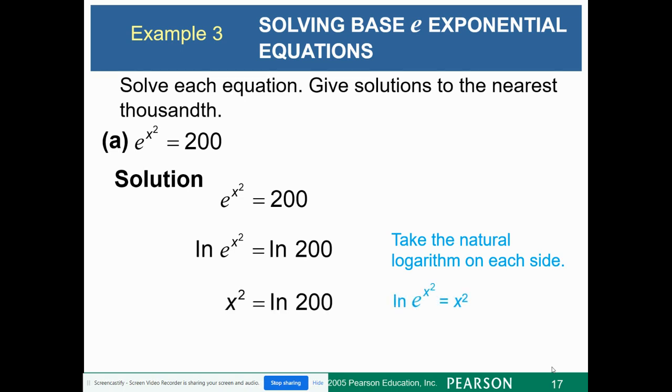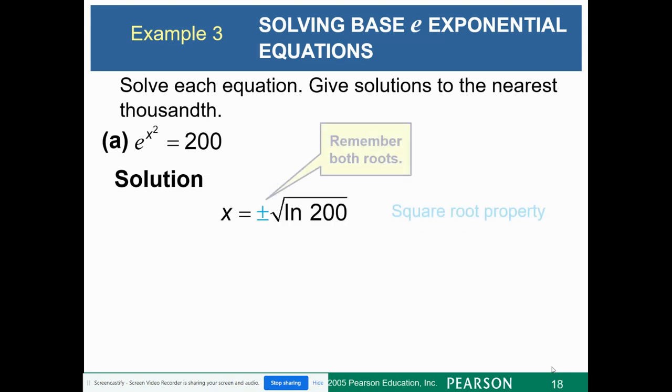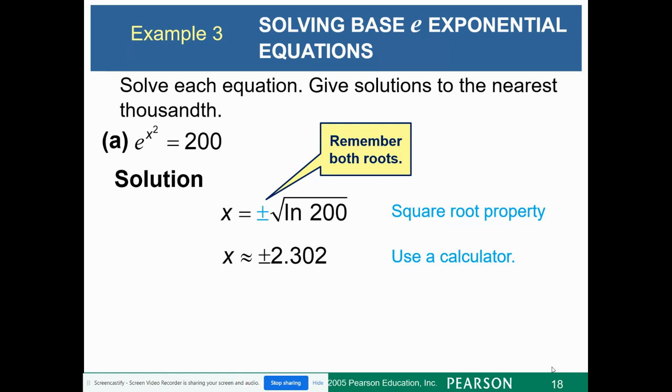The natural log of e to the x squared is just equal to x squared. So now we have x squared equals the natural log of 200. I'll square root both sides. And remember, there are two roots, plus and minus. And I get approximately plus and minus 2.302.